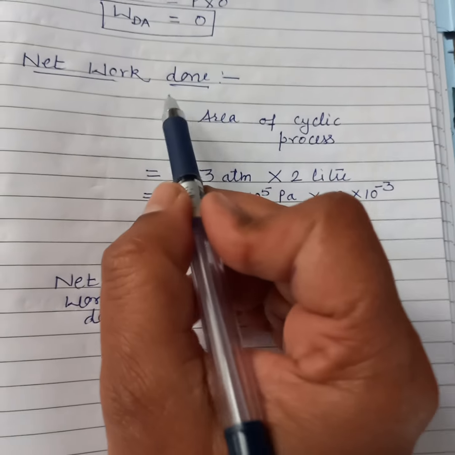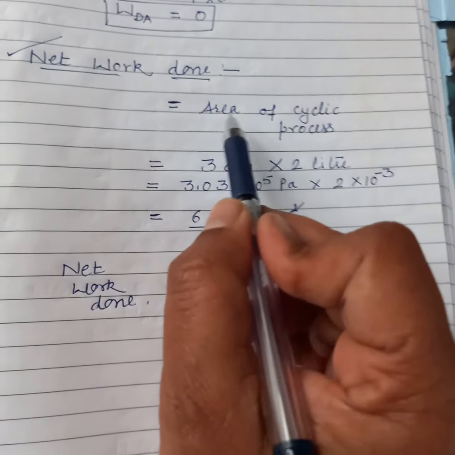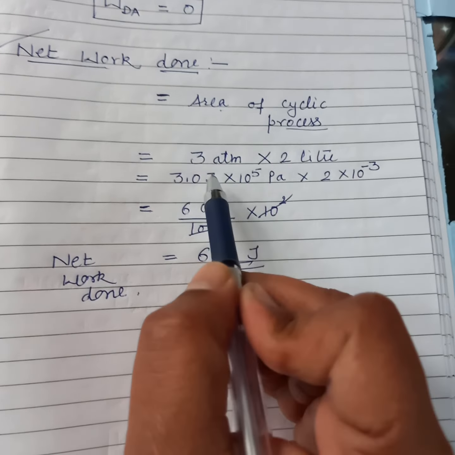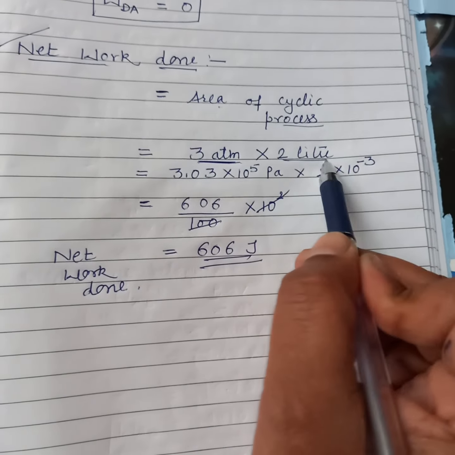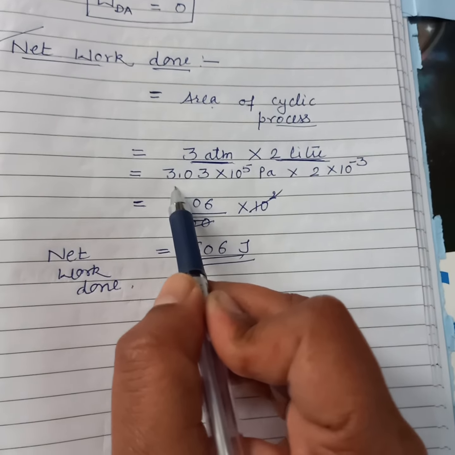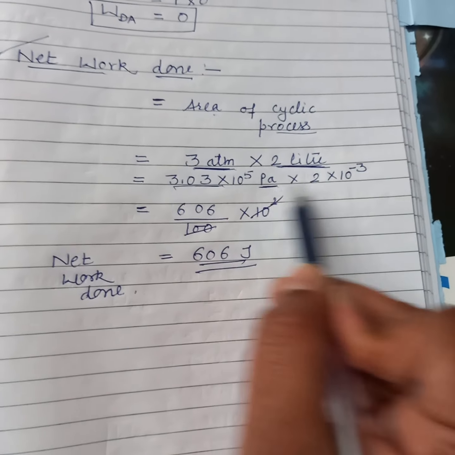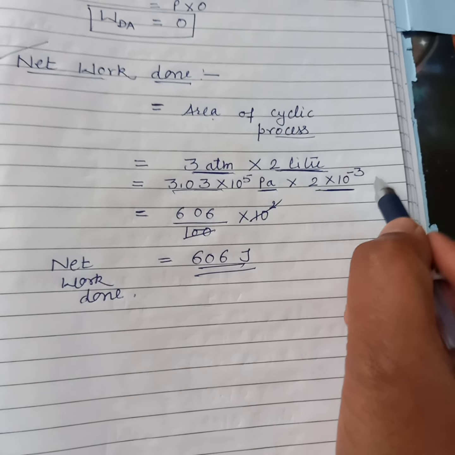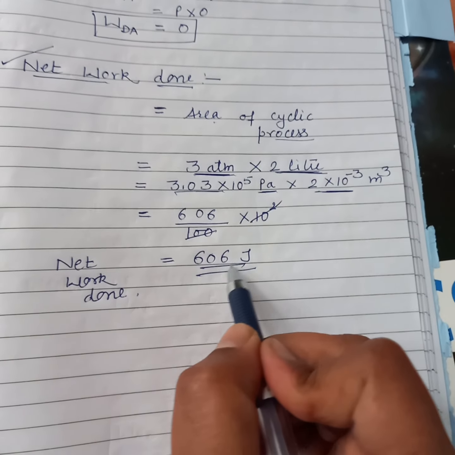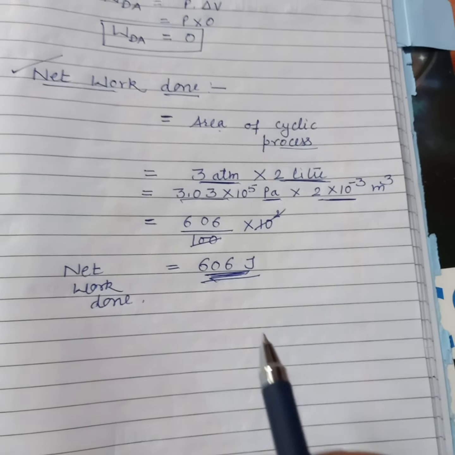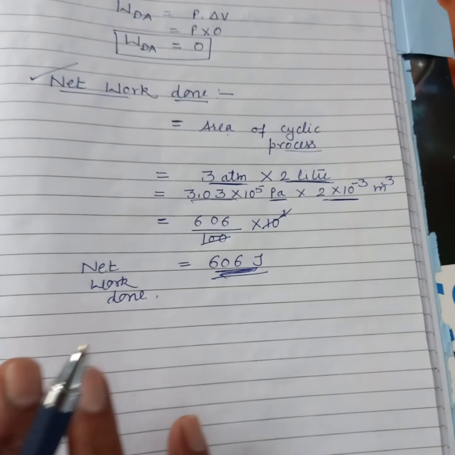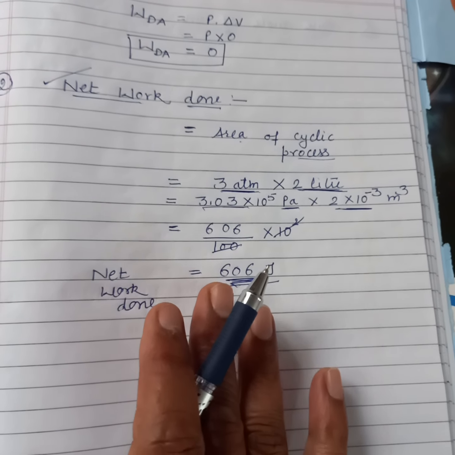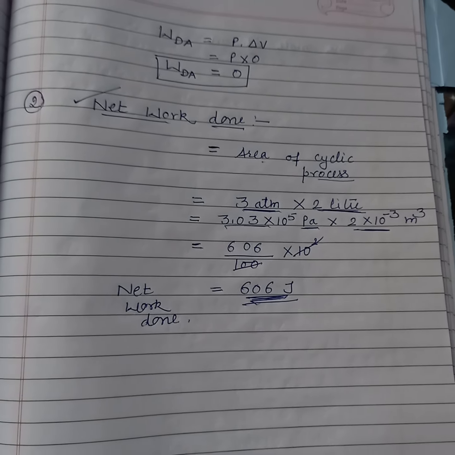This work done along the cyclic process is the area of the cyclic process. 3 atmosphere pressure and 2 liter change in volume. Convert this into Pascal and this liter into meter cube. So you will get the answer is 606 joule. So this is the net work done here. Is it okay? Clear? This much only today we will do.